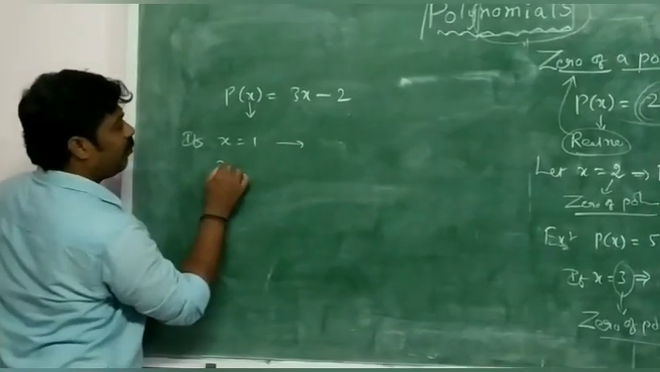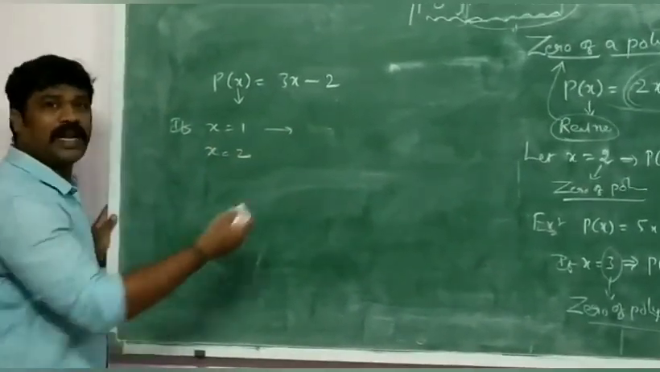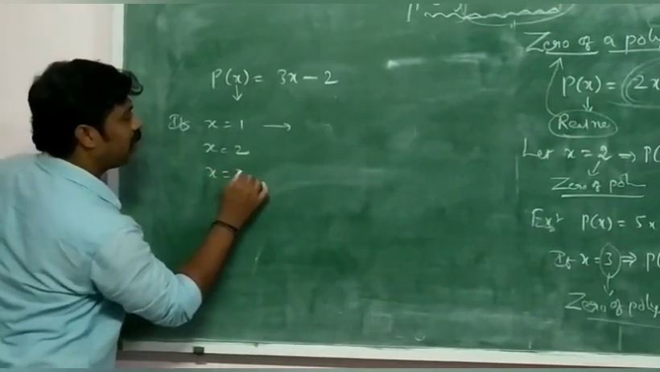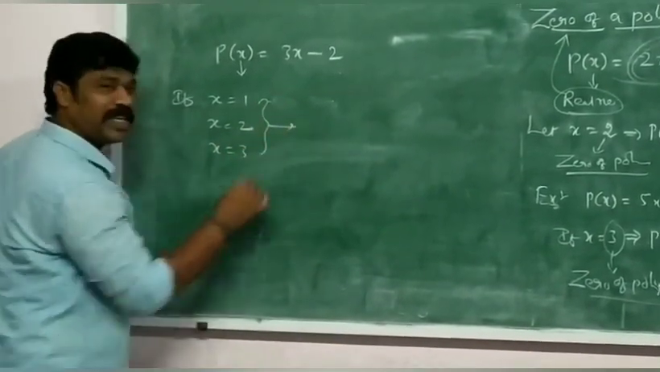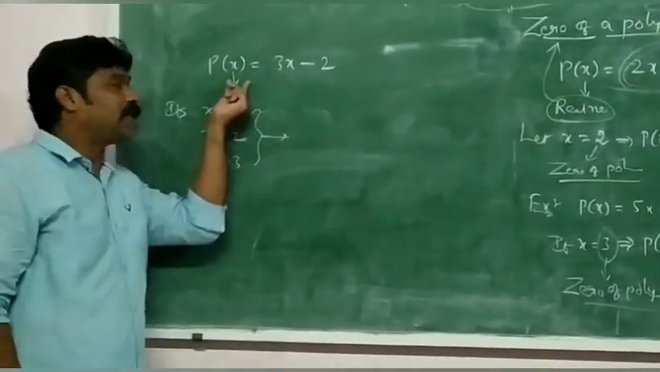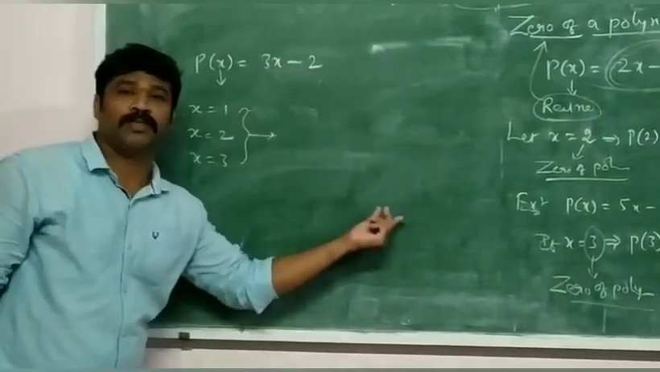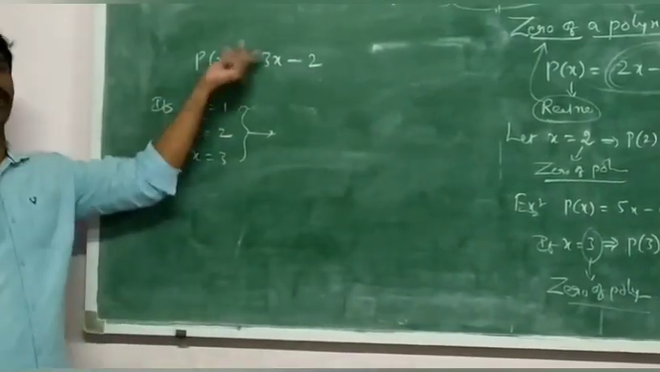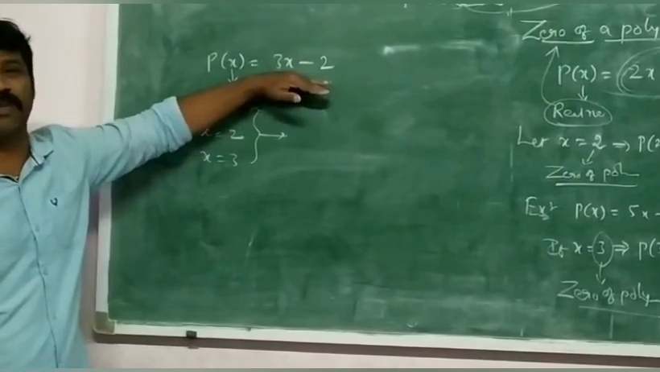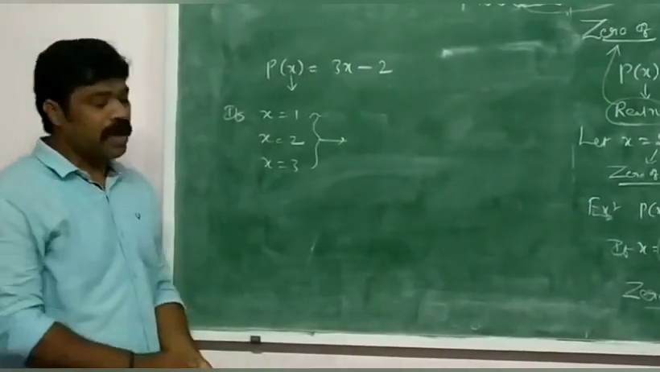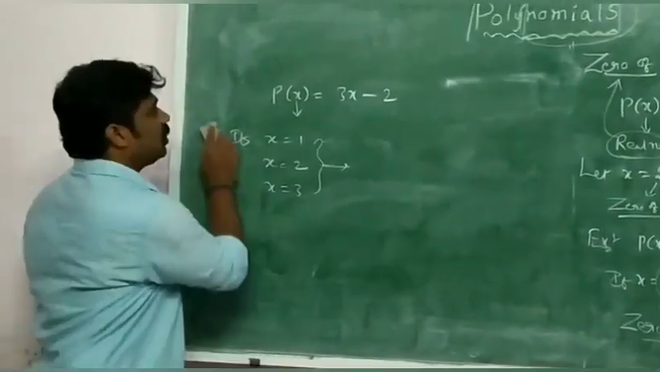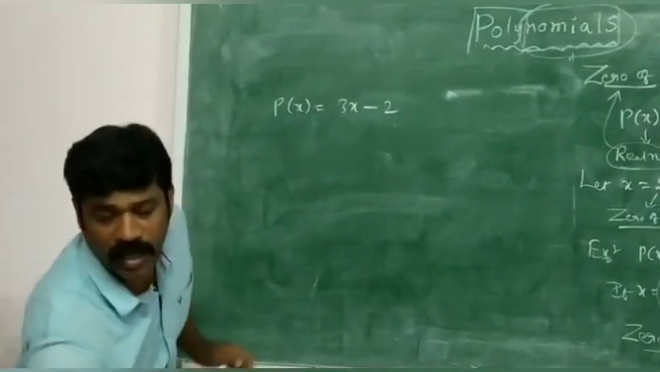Then after that, if I substitute x is equal to 2, we'll get another value. X is equal to 3, we'll get another value. And we have to observe which value, when substituted, makes the polynomial 0. Then we say that the value is the 0 of the polynomial. It is somewhat difficult for every example. So what we have to do is just find the 0 of the polynomial.